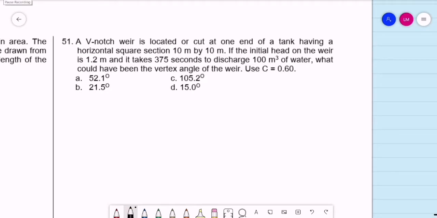Okay, so problem number 51 tayo. A V-notch weir is located or cut at one end of a tank having a horizontal square section 10 meters by 10 meters. If the initial head on the weir is 1.2 meters and it takes 375 seconds to discharge 100 cubic meters of water, what could have been the vertex angle of the weir? Use coefficient of discharge of 0.60.